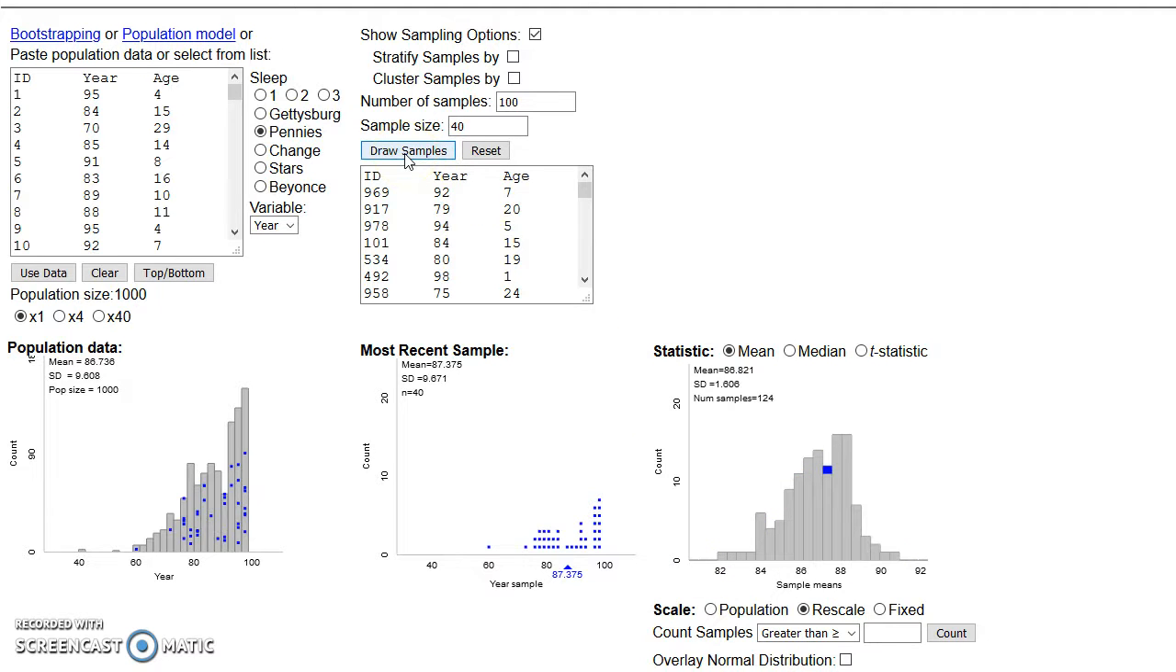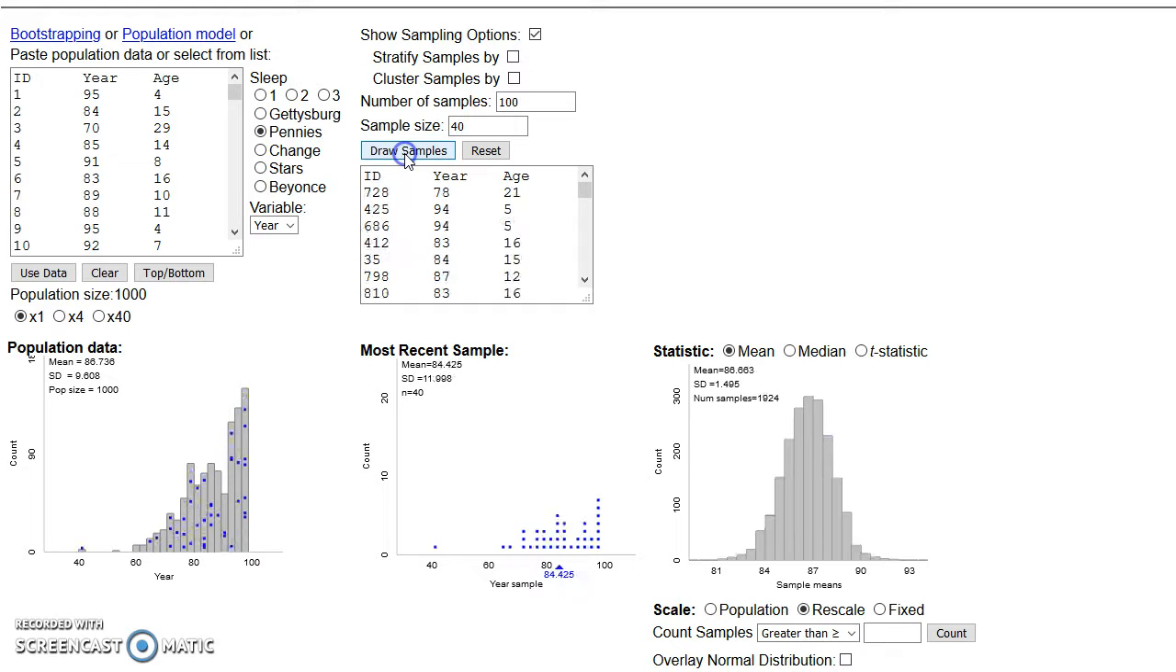If we take more samples of the same size, we should get closer and closer to a normal distribution. That's because the sample size is greater than 30, so we should expect the sampling distribution to have a normal shape. Not only that, we should expect certain things about the mean and standard deviation. Recall that the mean of the sampling distribution is equivalent to the mean of the population. Let's compare that. Here I have about 86.7. Here also about 86.7 is our mean.